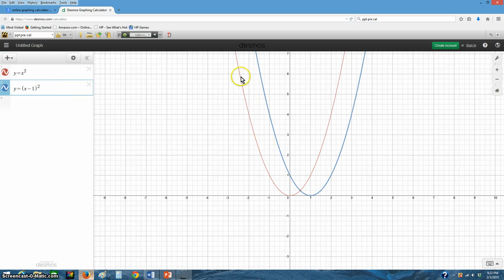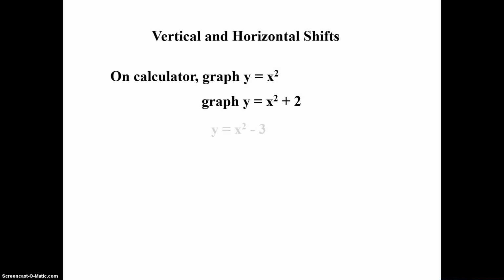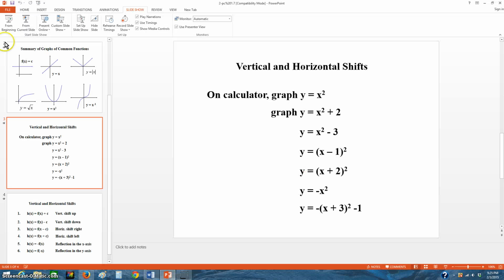All right, so as you can see, again, the red is my parent function, and the blue is my new shifted or transformed function. Okay, and what exactly has happened? It has shifted your parent function to the right 1 unit. All right, so you may want to keep this in mind. So the note that you want to put here is that it shifts your parent function to the right 1 unit.